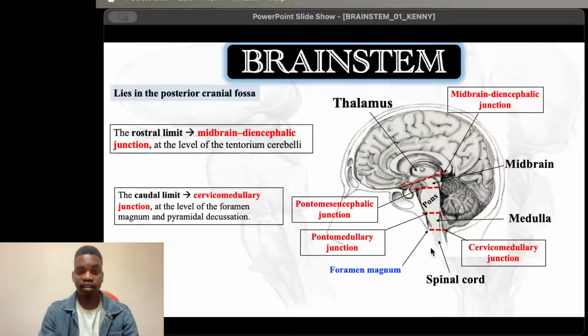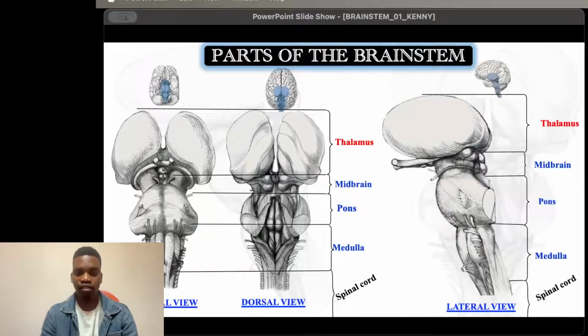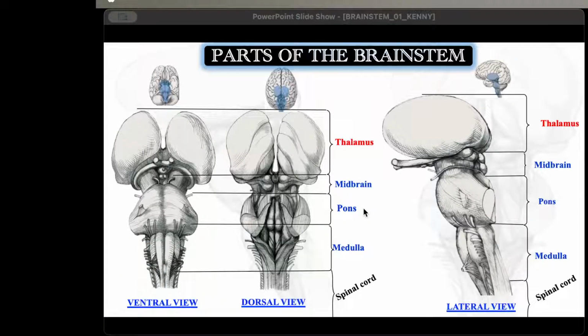Probably you can't see this, but we discussed the cranial fossae: anterior, middle, and posterior. So these are the different views of the brainstem. This is a ventral view, this is the posterior or dorsal view, and this is the lateral view of the brainstem. We just want to see the major parts of the brainstem.